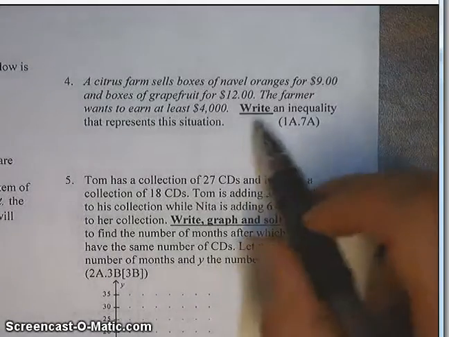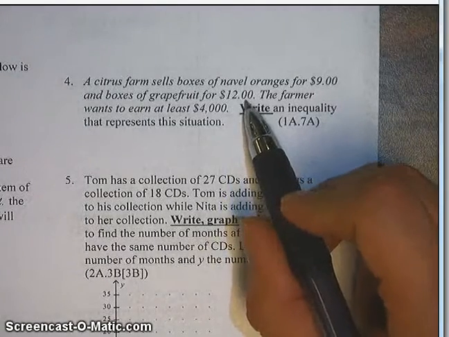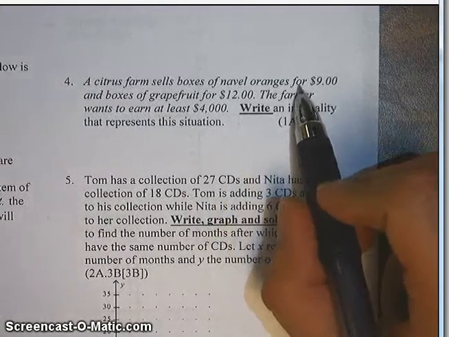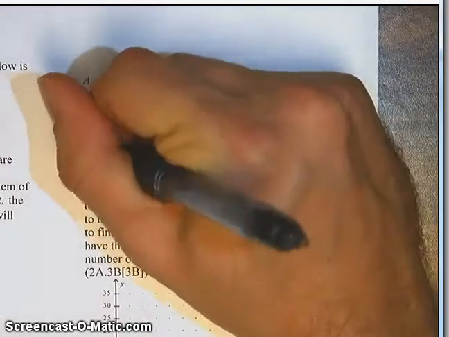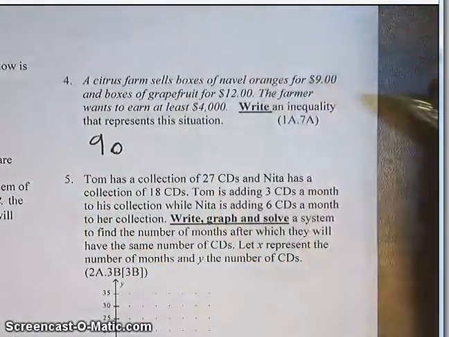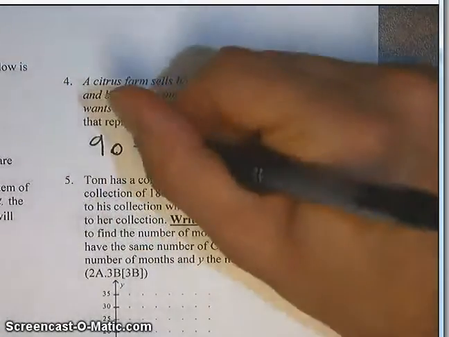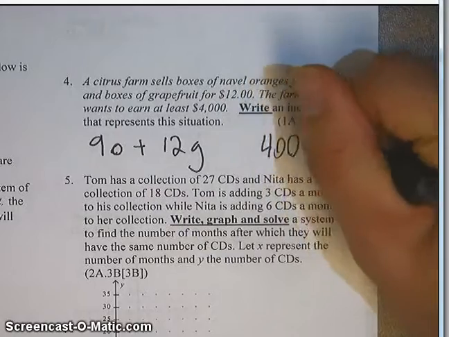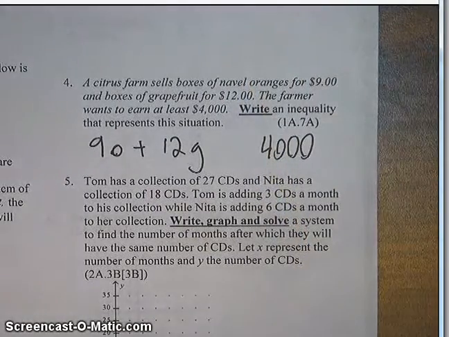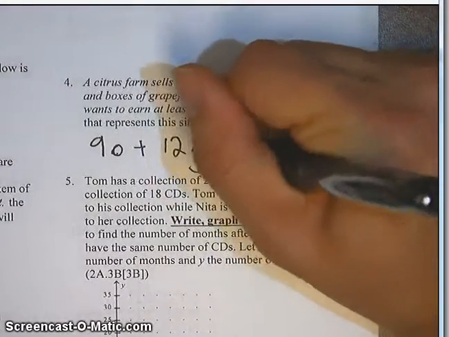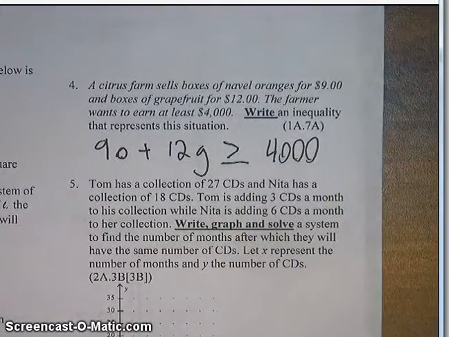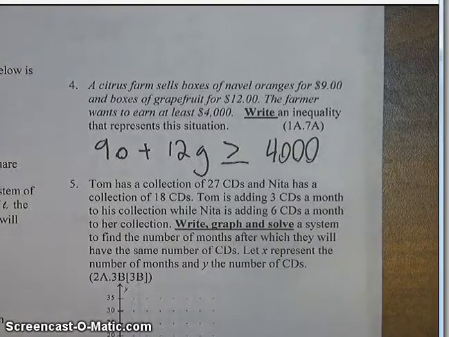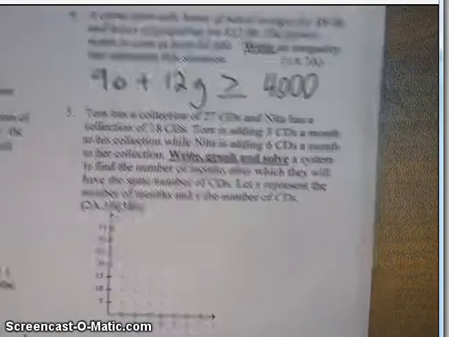Okay, well, let's see. Grapefruit costs $12 and oranges cost $9. So if I did $9 times oranges plus $12 times grapefruit, he wants to make at least $4,000. Now the inequality that represents at least, that means this needs to be greater than or equal to $4,000 to get at least $4,000. And that again is just writing the equation. Let's go on to number 5.